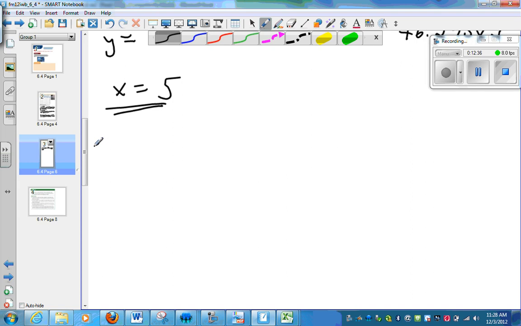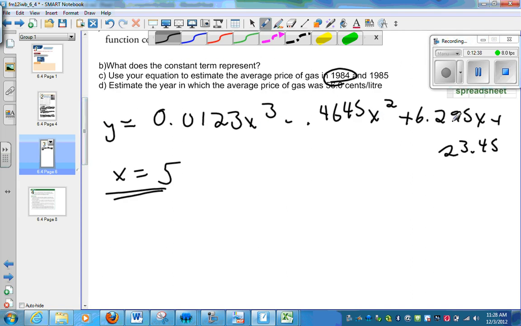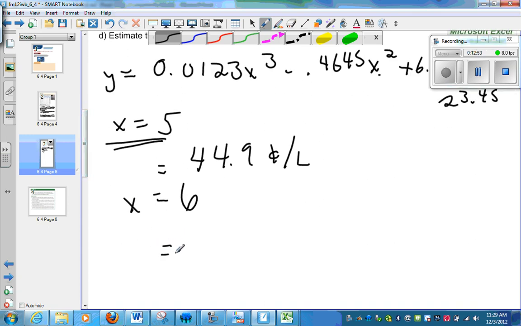So subbing in, if we put a 5 in every time we see x, so we cube it here, square it, we would get 44.9 cents per liter. We're going to do the same thing with 1985, so that would be x equals 6. Plugging it all in, we would get 47.2 cents per liter. Okay, so just plugging it in.